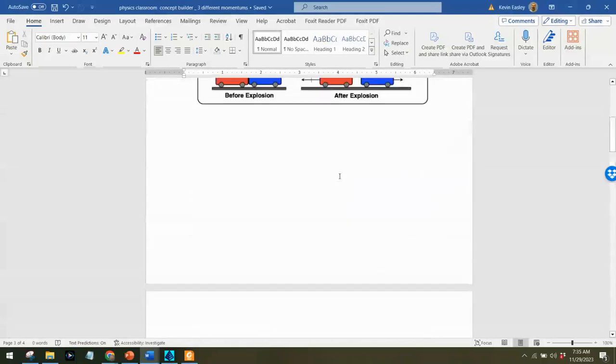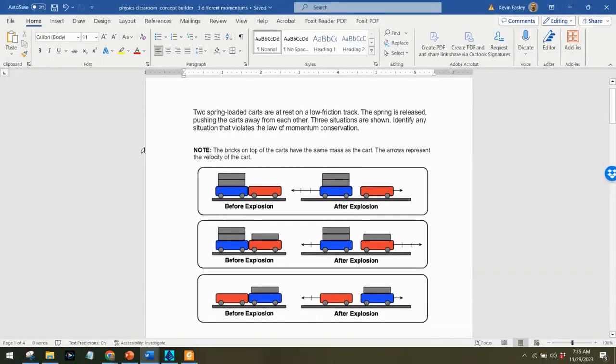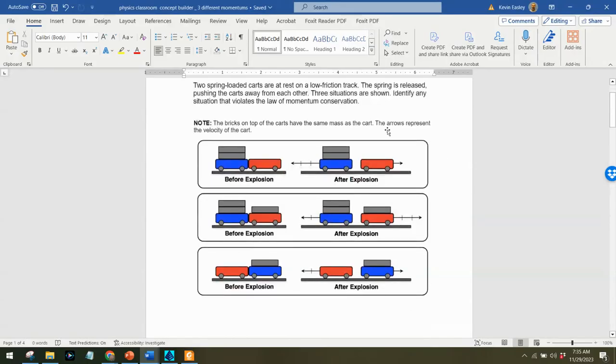You're going to end up doing part of 3 concept builders on momentum. It's going to look something like this, and there are some details some folks seemed not to notice. The idea on these, and read the directions, is that you're trying to say which one is violating the law.